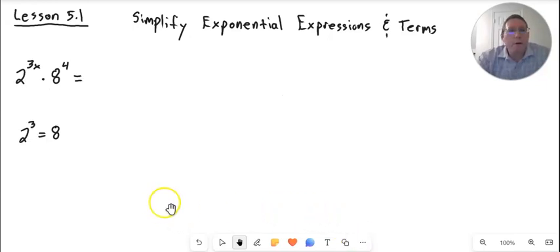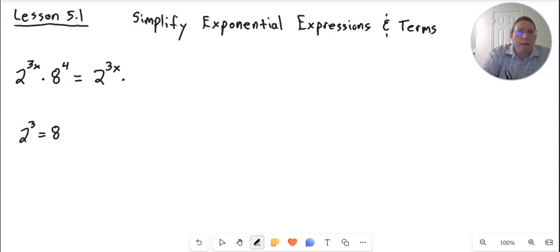Okay, so here's another one. We've got 2 to the power of 3x times 8 to the power of 4. 2 and 8 are not the same base, and therefore one of them has to be changed. Usually, the larger one definitely has to be changed. Well, recall that 8 is the same thing as 2 to the power of 3, and so we're going to replace the 8 with a 2 to the third power. The other 2, the 2 to the 3x, can stay as is because it's already a 2.